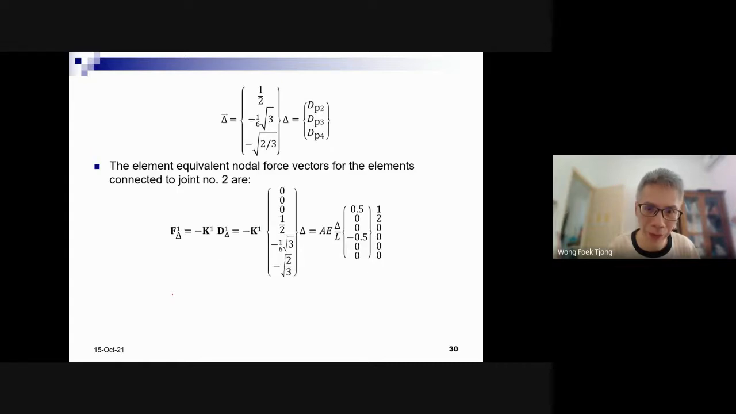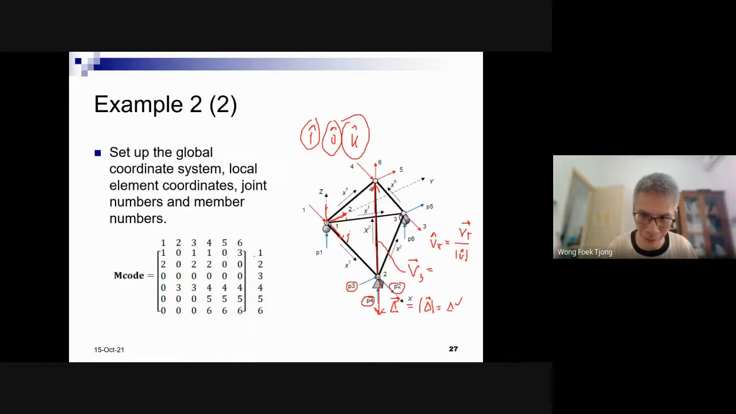So from here, we can determine the displacement vector for element number 1. So this is referred to element number 1, right? Let's take a look at element number 1.